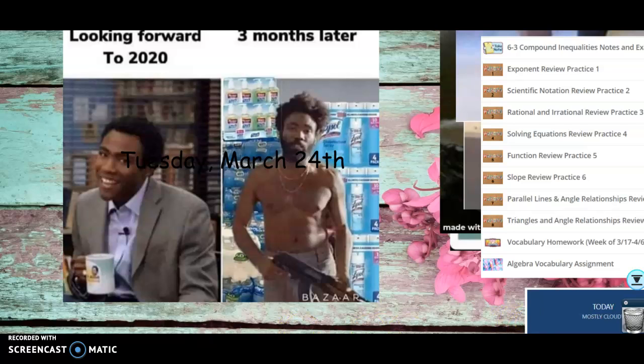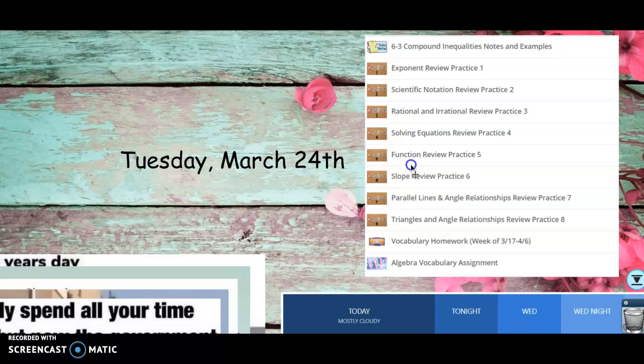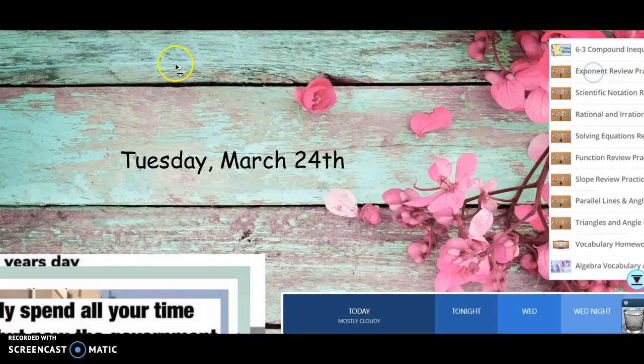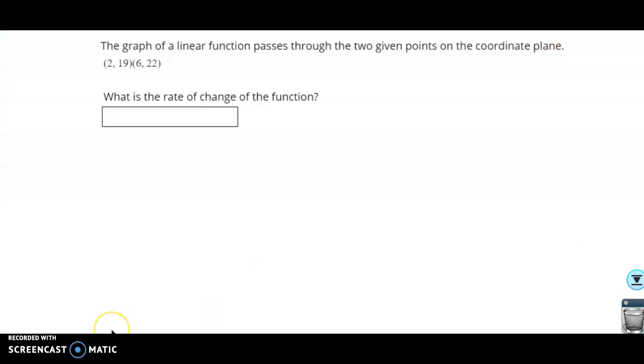All right, well, today on Edge Elastic, you were supposed to be doing the slope review practice number 6. So I have a couple of problems here that I'm going to show you. Let's see. This is the first problem on the assignment. And this problem calls for using the slope formula. You remember the slope formula?